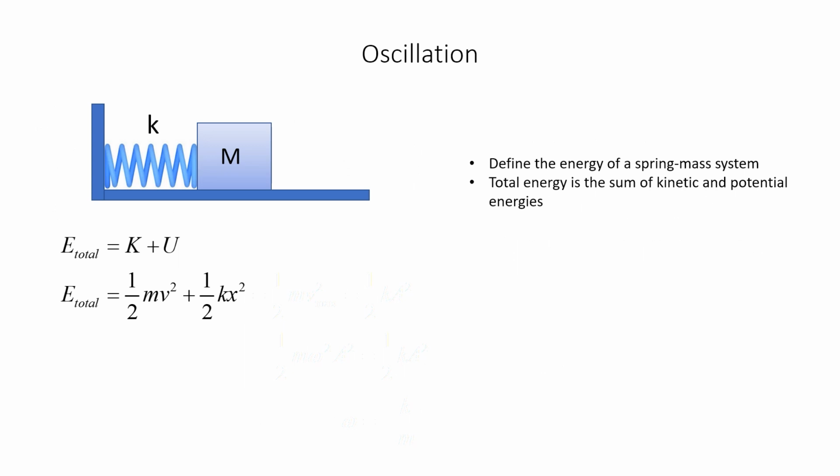Now let's look at the energy of a simple harmonic oscillator. In this case, we'll look at a block of mass m attached to a spring of constant k. We'll consider that it's on a frictionless surface. The total energy is the kinetic energy plus potential energy. Since we're not changing the height of this system, there's no change in gravitational potential energy. So the total energy is just 1/2 mv squared, which is the kinetic energy, plus 1/2 kx squared, which is the spring potential energy.